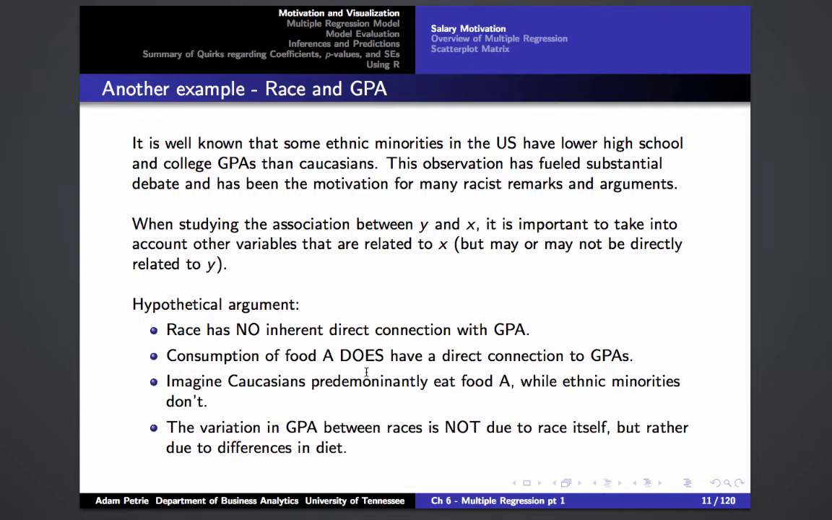So if we really want to study the association between college GPA and race, we first need to take into account the dietary consumptions of the races. We need to account for an additional variable.